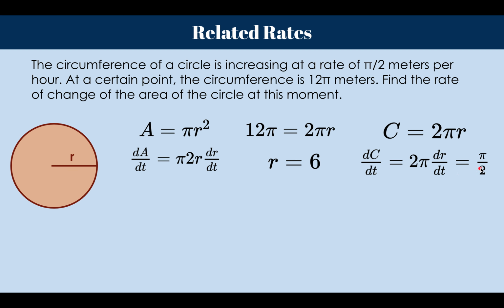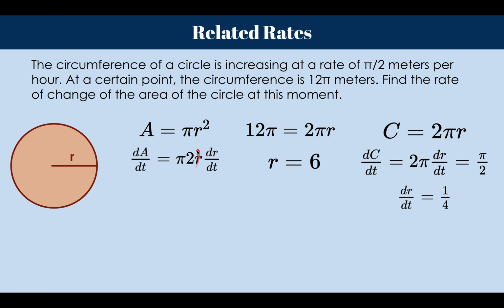And we know that this is equal to pi over 2 because the rate of change of the circumference is pi over 2 meters per hour. So now here we're given an equation, and the only unknown is dr/dt, which we can solve for. And we see that the rate of change of the radius is 1/4 meters per hour.